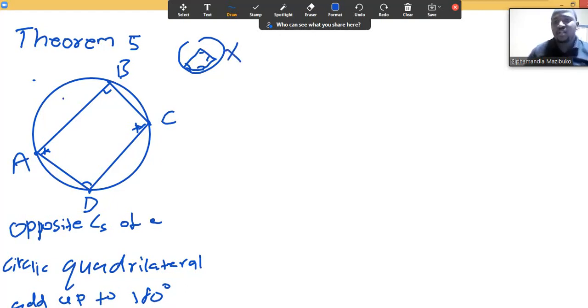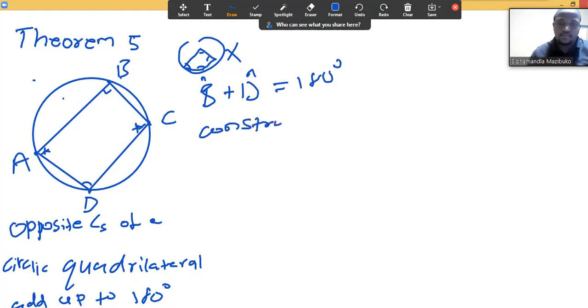Okay, let's look quickly at the proof for this. Let's say we're trying to prove that B plus D gives us 180 degrees. So what can we do here? We need to do some construction. So construct a line AC, because we want to prove that B plus D is equal to 180. This is our line that we constructed here.